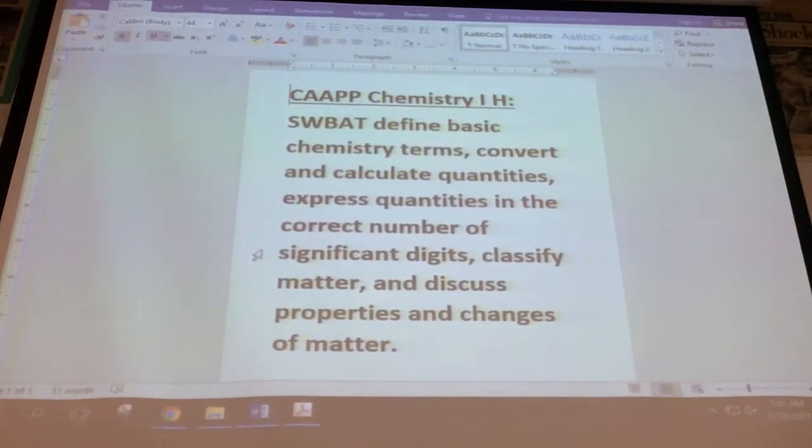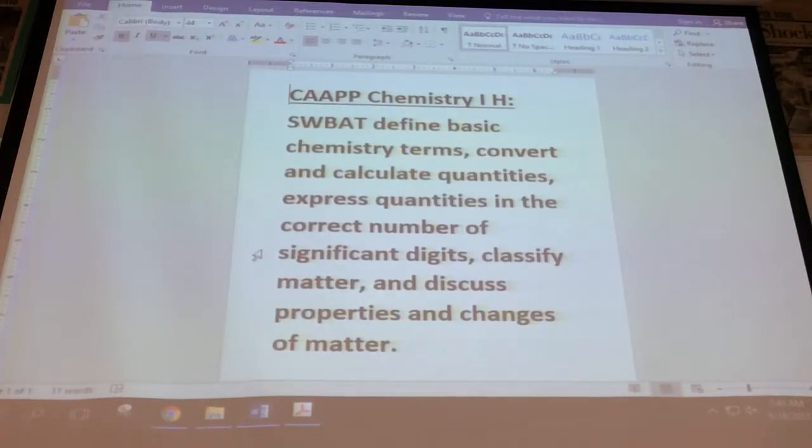So your overarching learning goal for the entire chapter is here. I want you to be able to define basic chemistry terms, and we talked about that in the first lesson, like chemistry, mass, matter, etc. You'll have a few easy fill-in questions on your quiz. Convert and calculate quantities. That's what we're going to focus on mostly today.